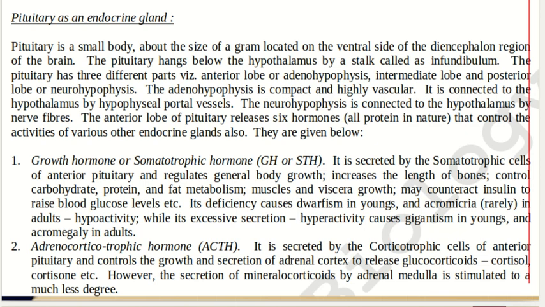The next hormone secreted by the adenohypophysis, or the anterior lobe of the pituitary gland, is adrenocorticotropic hormone. It is also called ACTH. It is secreted by the corticotrophic cells of the anterior pituitary, and it controls the growth and secretion of the adrenal cortex to release glucocorticoids. Now, what are the glucocorticoids that are released? They are cortisol, cortisone, etc. The secretion of mineralocorticoids by the adrenal cortex is stimulated to a lesser degree.